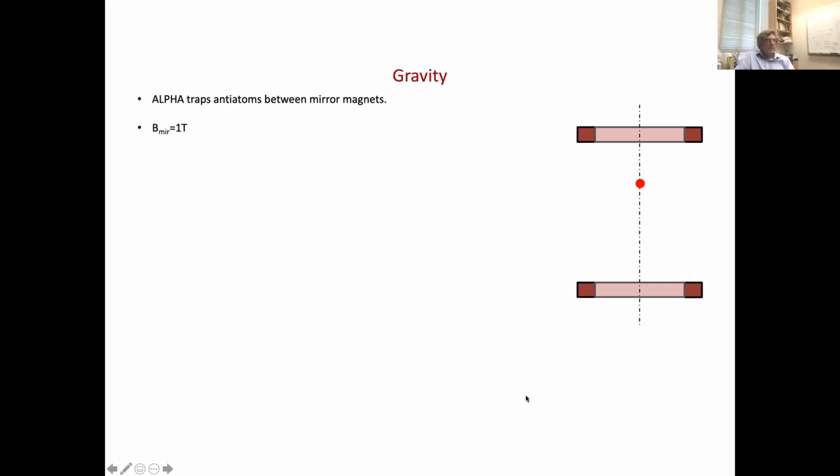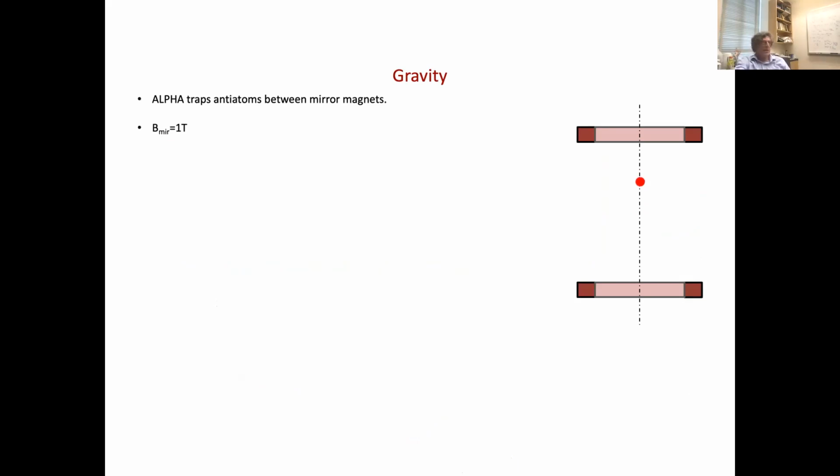Okay, so here it is. That red is meant to be the antihydrogen, the red dot going back and forth. The mirror fields, it's a magnetic mirror. A mirror just means that it's pushing it back and forth. The top and bottom are set at 1 Tesla.